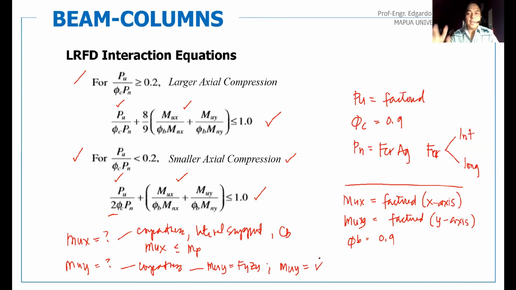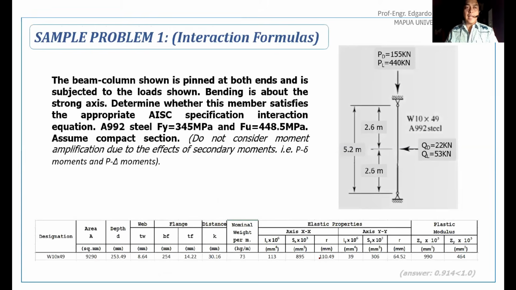Okay? So basically, lahat ng mga variables or parameters used in these interaction equations for beam columns are already discussed in the previous lectures. Okay, so basically it's a combination of course outcome 2, which is the compression member, and at the same time yung sa flexural members. So that is how we analyze beam columns based from the two LRFD interaction equations. Now, let us have this first sample problem using those interaction equations or formulas.